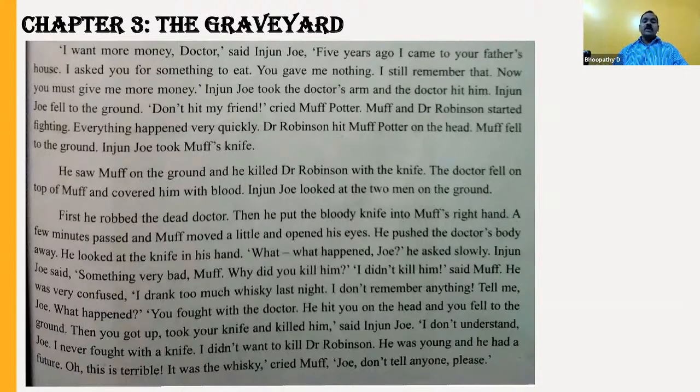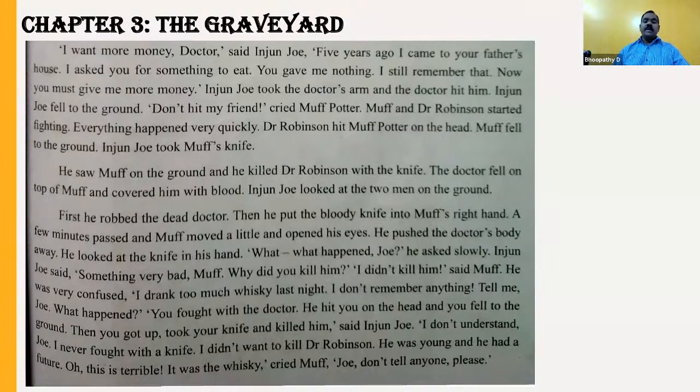Robinson collapsed to the ground over Muff Potter on the head. Muff fell to the ground. Injun Joe took Muff's knife. He saw Muff on the ground and he killed Dr. Robinson with Muff's knife. The doctor fell on the top of Muff and covered him with blood. Injun Joe looked at the two men on the ground. So this was the thing happening. Actually, Injun Joe took the knife of Muff Potter and killed Dr. Robinson. The two boys, our Tom and Huckleberry Finn, both of them saw it very clearly.